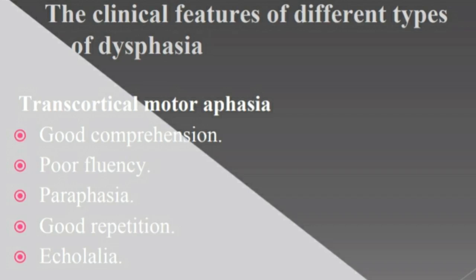Transcortical motor aphasia: here the Broca area is disconnected totally from the whole language area. So there will be good comprehension, good repetition, but poor fluency, paraphasia, and echolalia.